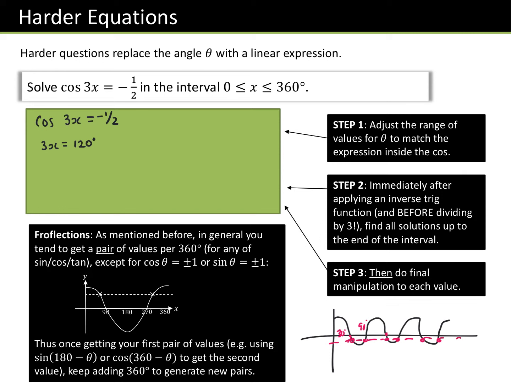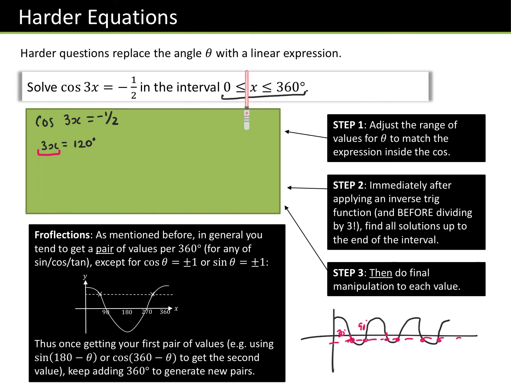So we have 3x equals 120 degrees. Our interval is between 0 is less than x is less than 360, but we no longer have x. What do we have? 3x. So we're going to change it. How do I change this x into a 3x?